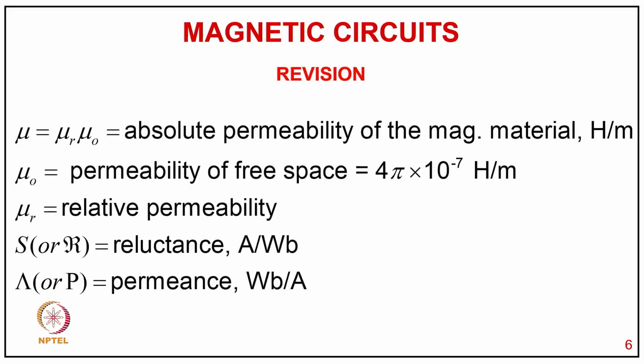The other parameters are mu, which is equal to mu r into mu 0, that is, the absolute permeability is the relative permeability multiplied by the permeability of space. Mu 0 is the permeability of space, that is 4 pi into 10 power minus 7 Henry per meter, and mu r is the relative permeability, a dimensionless parameter. S or R is the reluctance in ampere per Weber, and rho or P is the permeance in Weber per ampere.